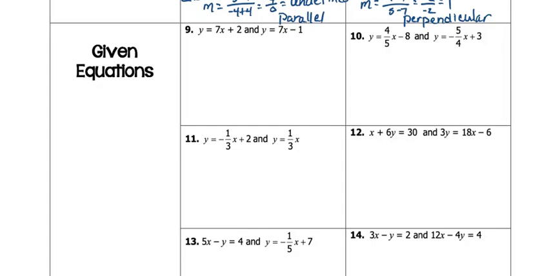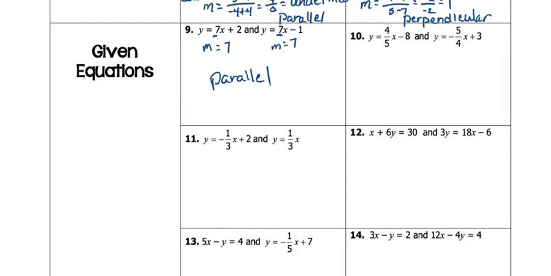So what I'm going to do is look at both equations and find my slope. Now, again, the slope is the m. So the first equation, y equals 7x plus 2, the slope is 7. The second equation, y equals 7x minus 1. The m, or what's attached to x, is 7, so my slope is 7. Well, if they're both 7, then I have parallel lines.